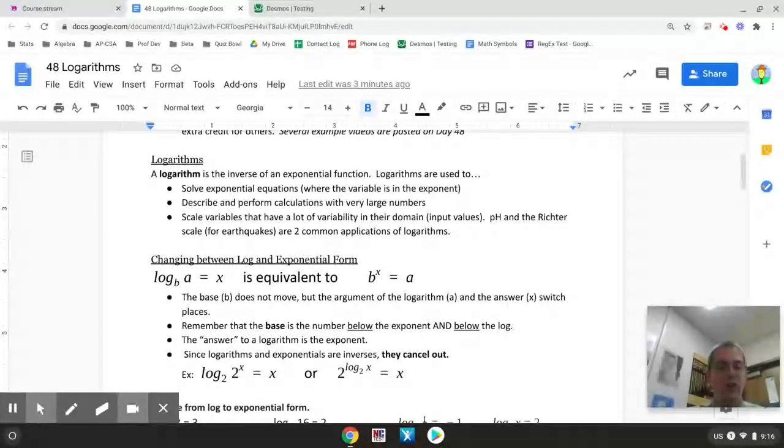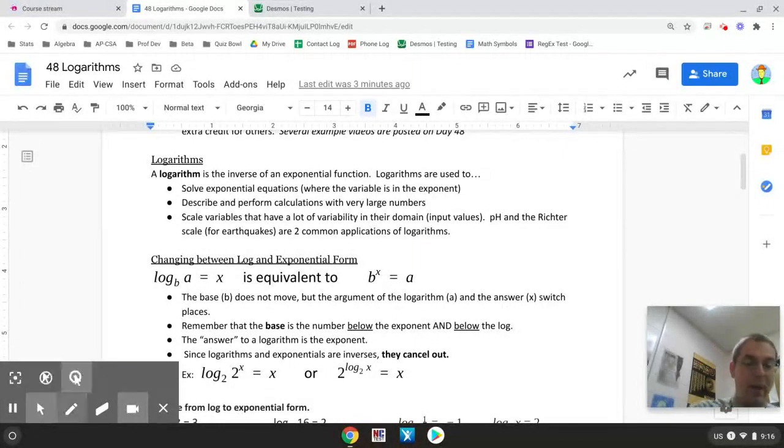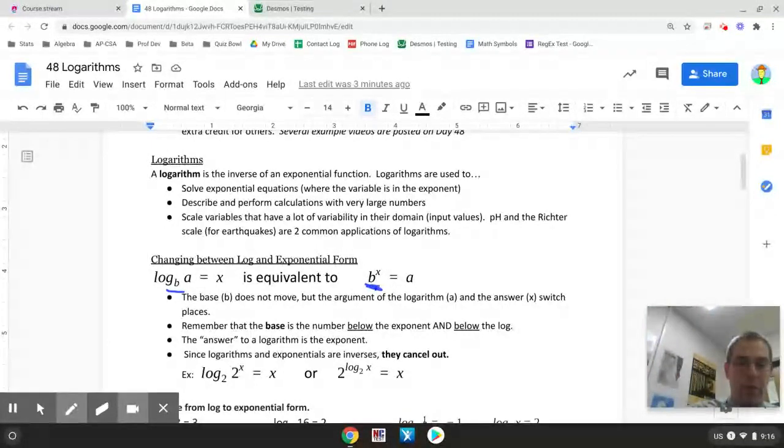When you change between log and exponential form, the key thing to do is to identify the base. The base, remember, is the number down below a logarithm or the number down below an exponent. The base stays in the same place and the other two numbers switch places. So the a and the x basically switch places in relation to the base. If you can identify the base and switch them that way, that will help you.